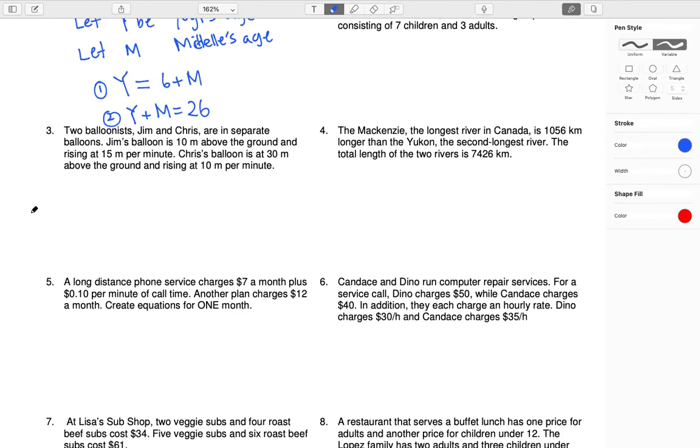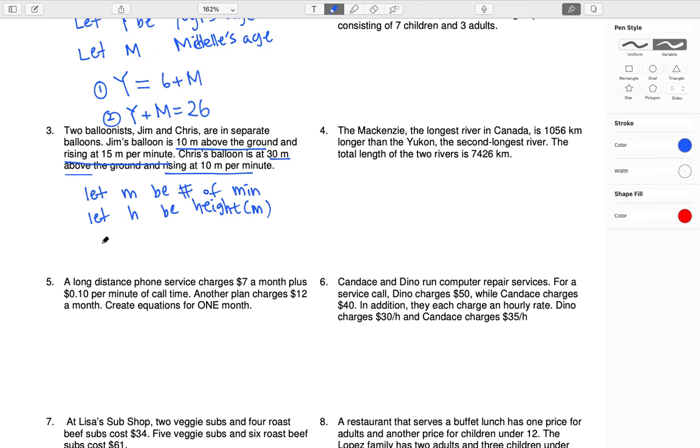Number 3. Two balloonists, Jim and Chris, are in separate balloons. Jim's balloon is 10 meters above the ground and rising at 50 meters per minute. Chris's balloon is 30 meters above the ground and rising at 10 meters per minute. So we have 2 units here, per minute. So we have to say let m be the number of minutes, and it's above the ground, so we're talking about the height. So let h be the height in meters.